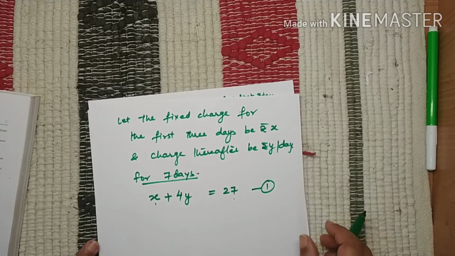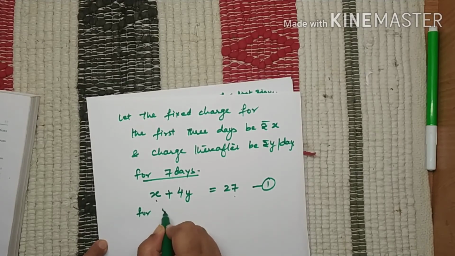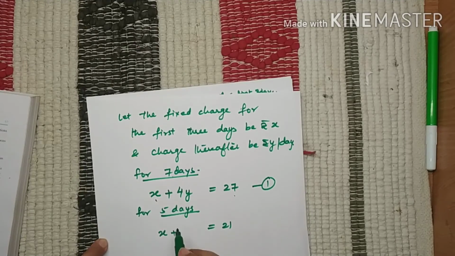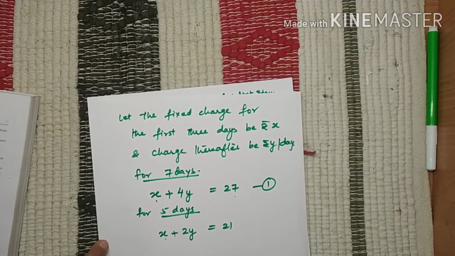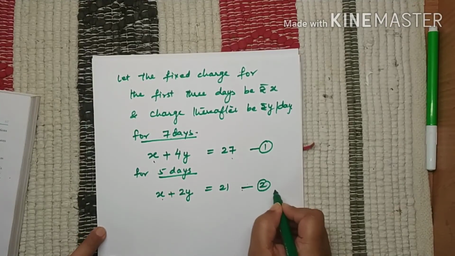Second equation, he says, Susie pays rupees 21 for the book she kept for 5 days. So for 5 days, amount paid is 21. So for the first 3 days is X. How many days are left? 2 days. For the 2 days, she pays rupees Y per day. So for 2 days, 2Y. So X plus 2Y should add up to the total charge that she paid, that is 21. So this is the second equation.